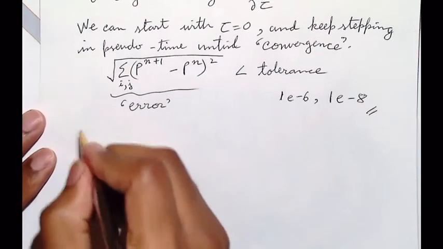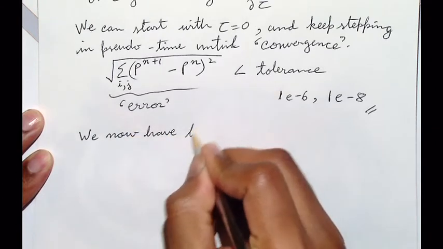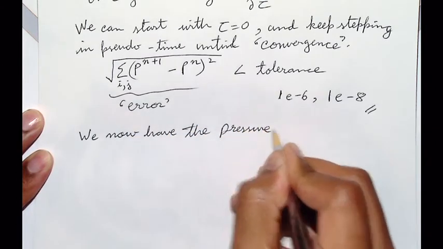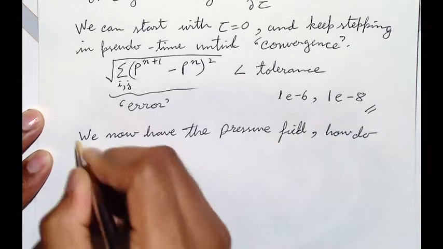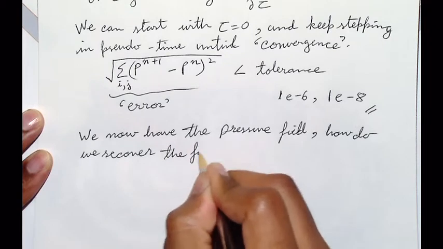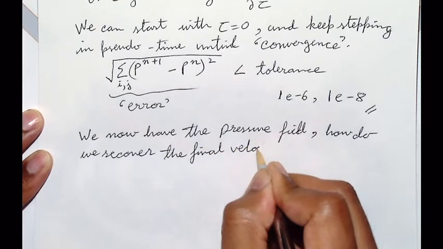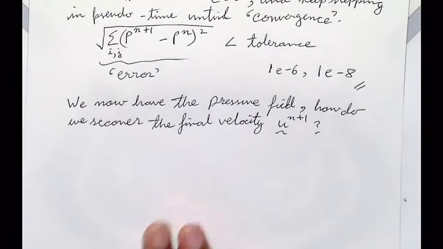So let me write out the question. We now have the intermediate pressure field. How do we recover the final velocity, which is u n plus 1? So the final step in pressure projection, using that we can recover it.